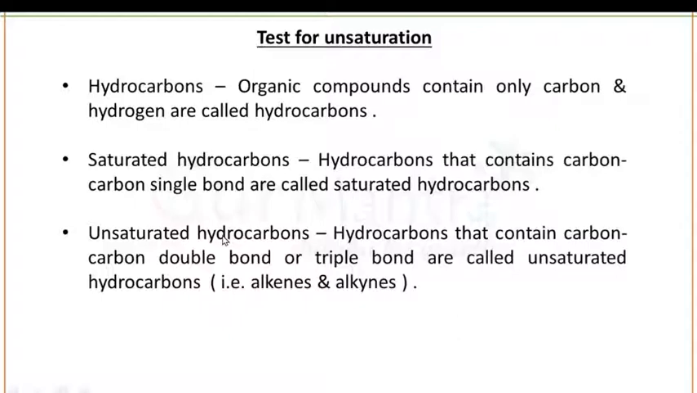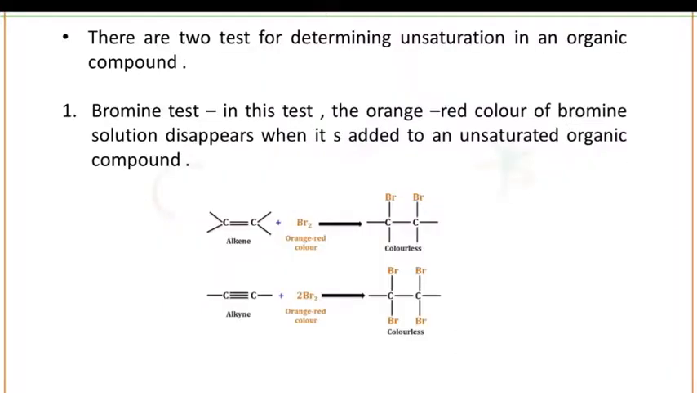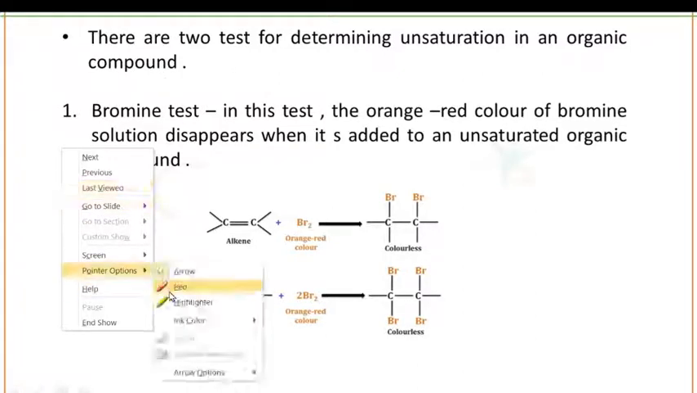In simple language, you can say alkanes are the saturated hydrocarbons, or the hydrocarbons that contain carbon-carbon single bonds are known as saturated hydrocarbons, while unsaturated hydrocarbons are your alkenes and alkynes. Hydrocarbons that contain carbon-carbon double bonds or triple bonds are known as unsaturated hydrocarbons. As you know, in alkenes double bonds are present, while in alkynes triple bonds are present. Now, there are 2 tests for determining the unsaturation in an organic compound. Number 1 test is bromine test.